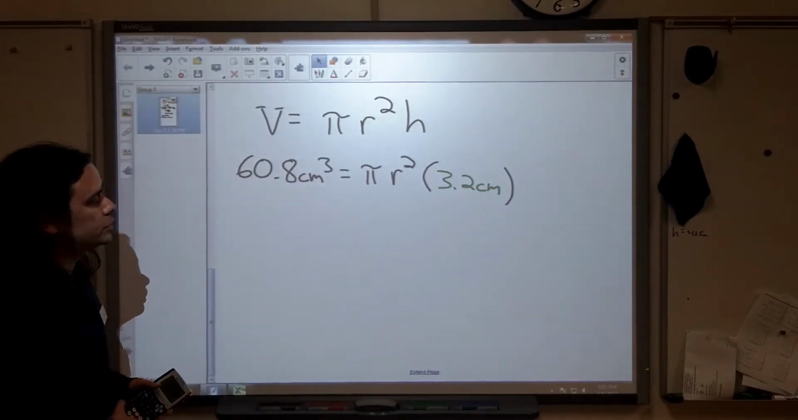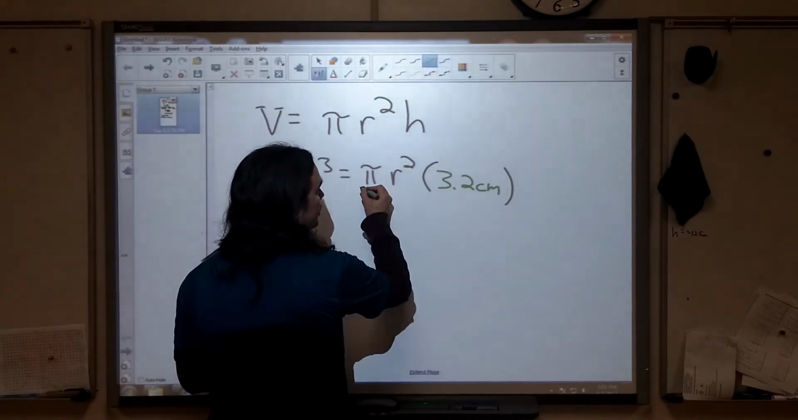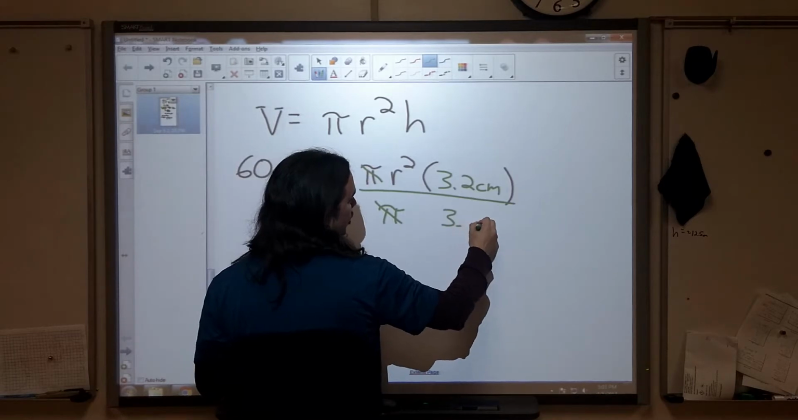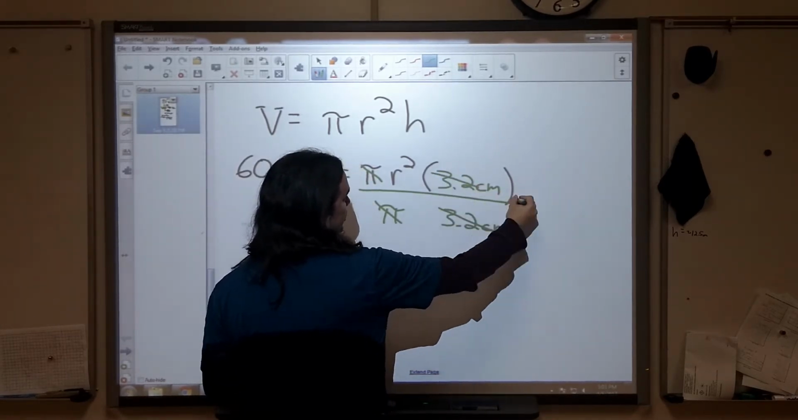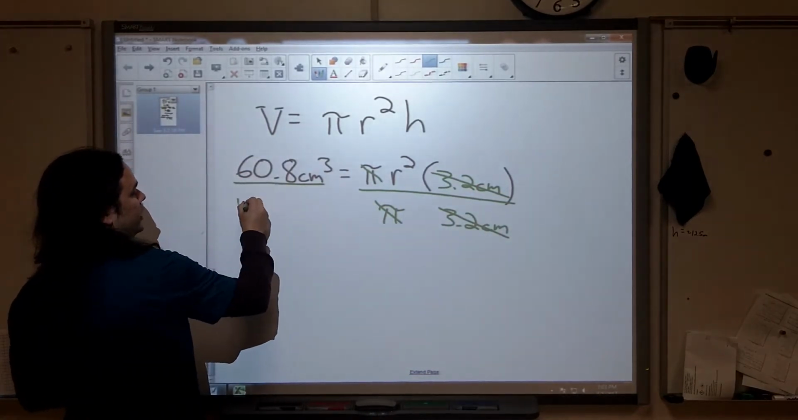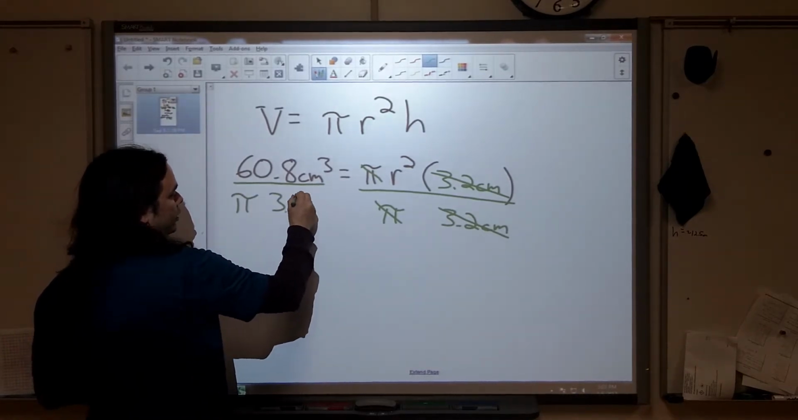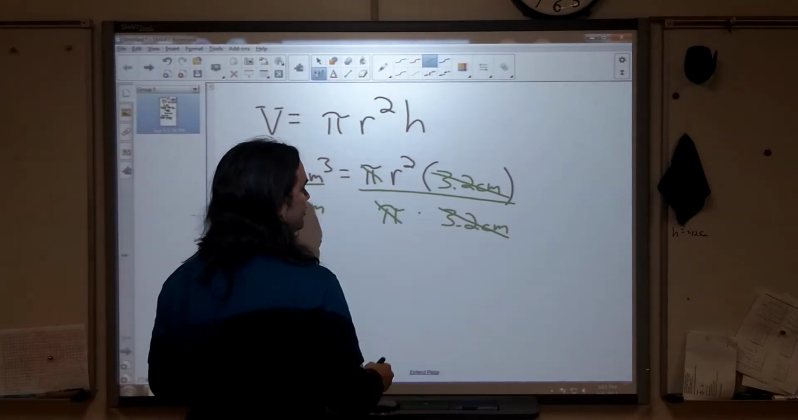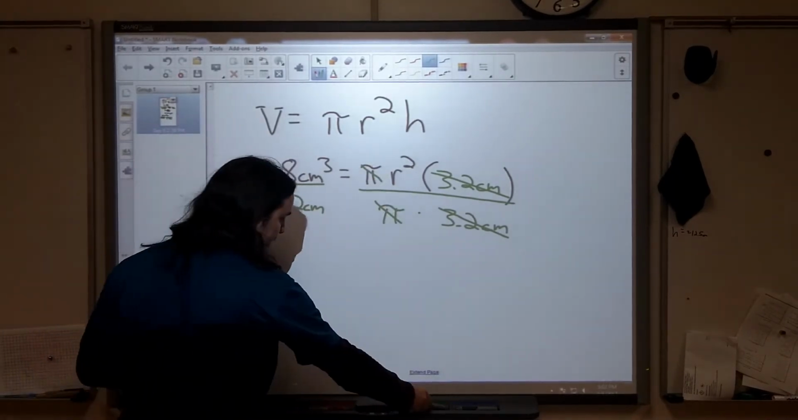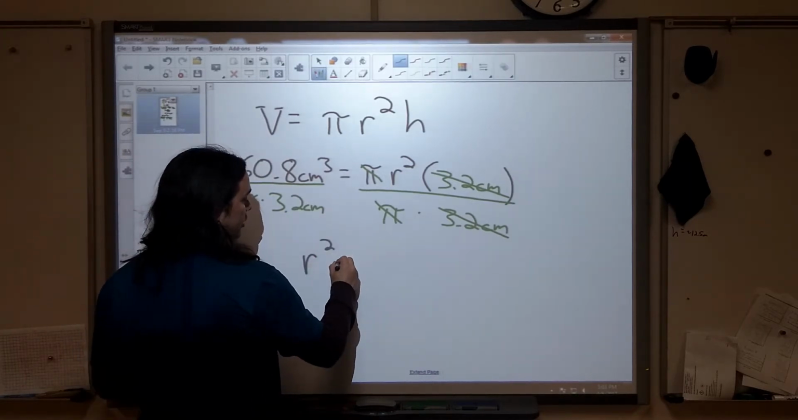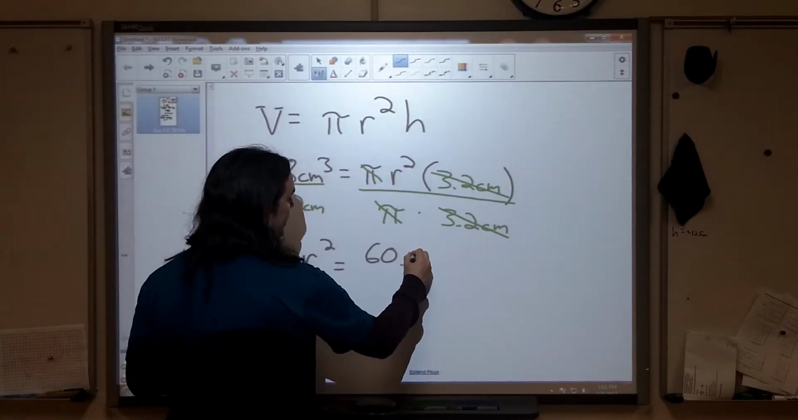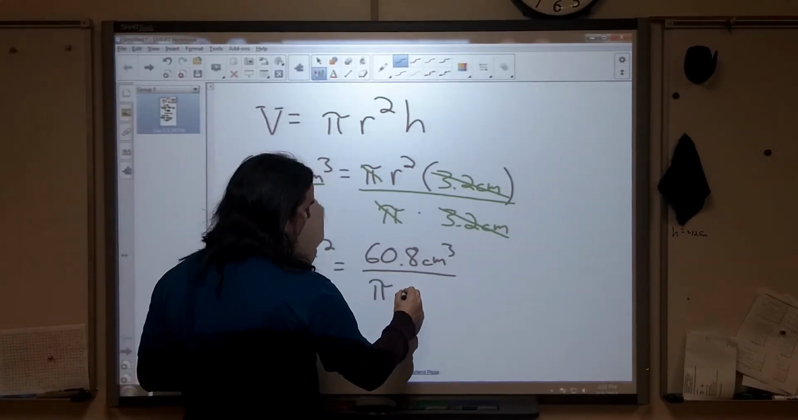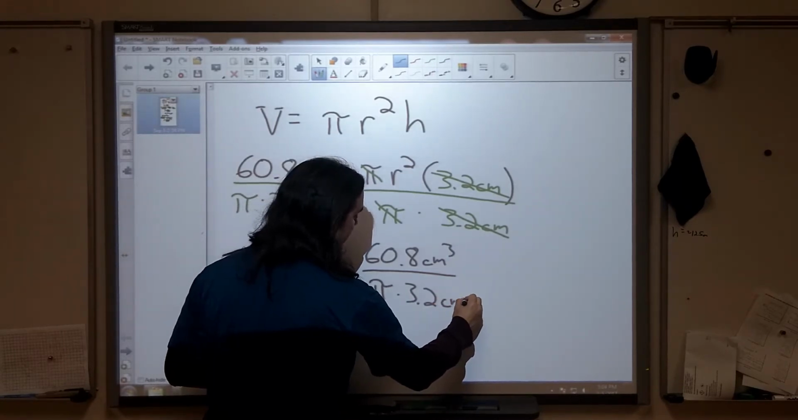I want to solve for r squared, so I'm going to divide by pi. That's going to cancel that out. And divide by 3.2 centimeters. That's going to cancel that out, leaving r squared by itself. I'm going to divide by pi and 3.2 centimeters. Technically, they're multiplied. This leaves me with r by itself. Well, I'm sorry, r squared. R squared is going to be equal to 60.8 cubic centimeters divided by pi times 3.2 centimeters.